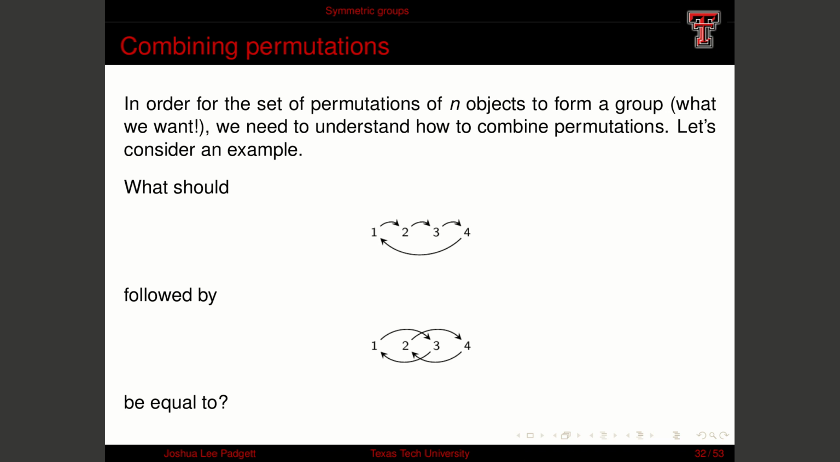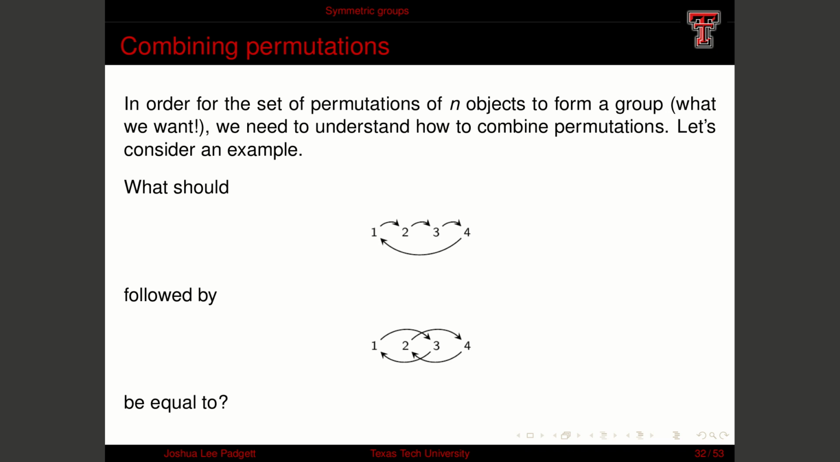So I didn't put this in the notes because, for one, it's not necessarily important because I'm not asking you to do lots of, let's say, computations and algebra with them. But it is possibly helpful to understand what these things are on a deeper level to help you understand what's going on. So in order for the set of permutations on n objects to form a group, which is where we're trying to go, right?